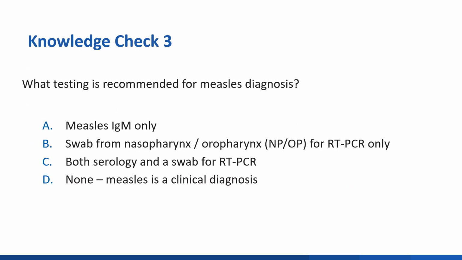So let's do our third knowledge check. What testing is recommended for measles diagnosis? Is it A, measles IgM only? B, a swab from the nasopharynx or oropharynx for RT-PCR only? C, both serology and a swab for RT-PCR? Or D, none, measles is a clinical diagnosis?